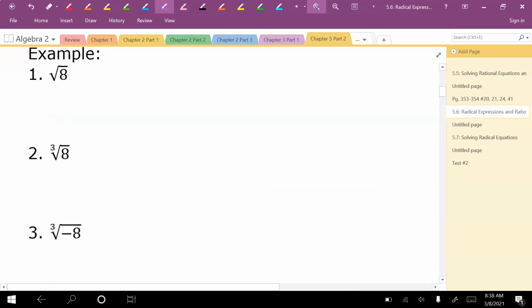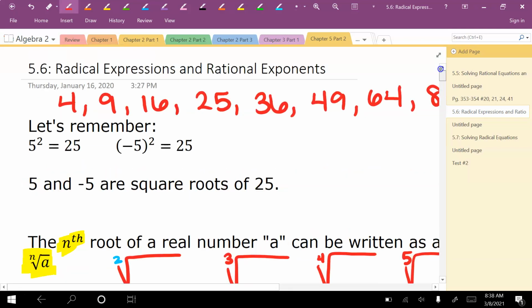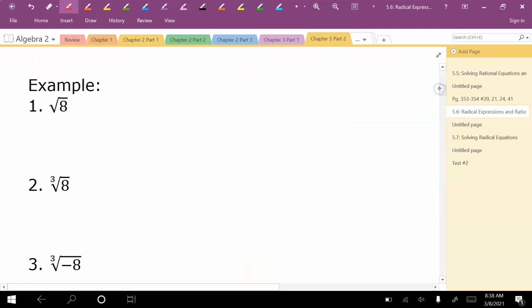All right, let's get into some examples here. First one says the square root of 8. Now, if I think about that list that I had up on the top here, 8 is not on this list. 4 and 9 are, but 9's too big.